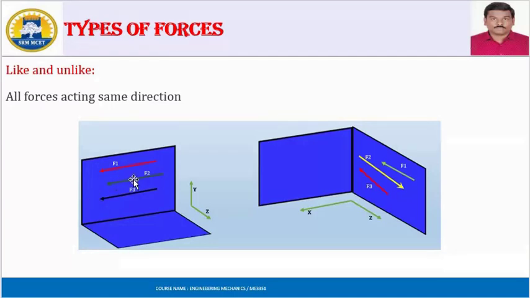Unlike forces means the opposite of like forces. See here, F1, F2. The F1 force acts towards the left-hand side and the F2 force acts towards the right-hand side. So it is unlike forces. Similarly, taking F2 and F3, the F2 force acts towards the right and the F3 force acts towards the left. So it is unlike forces.